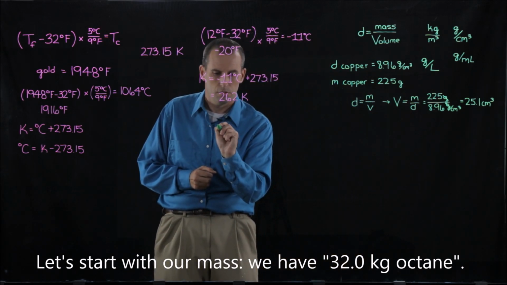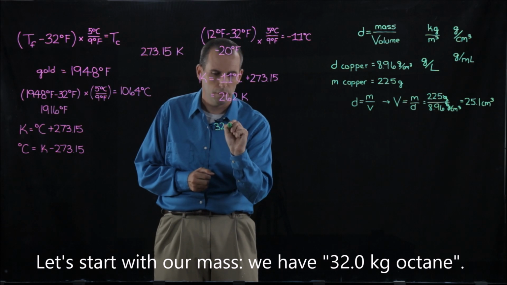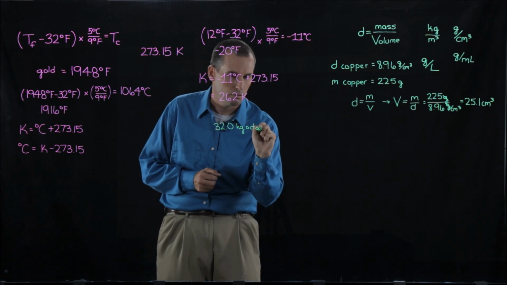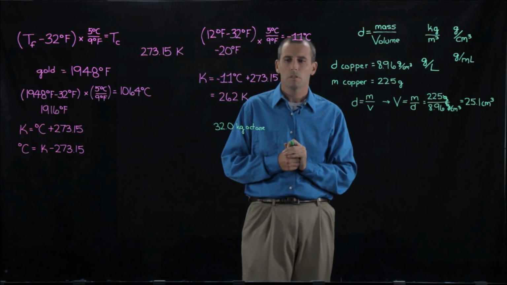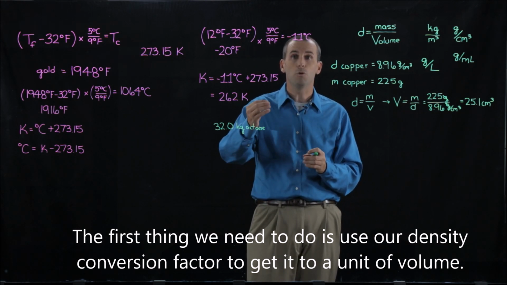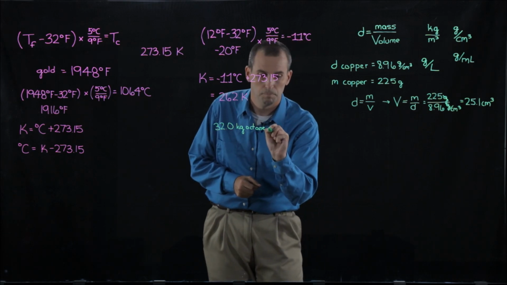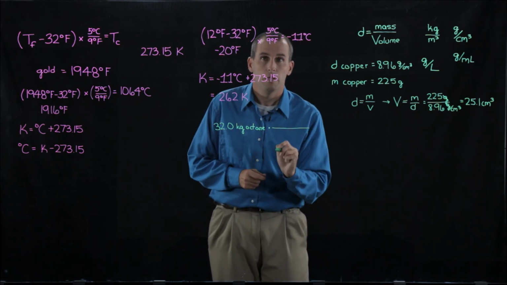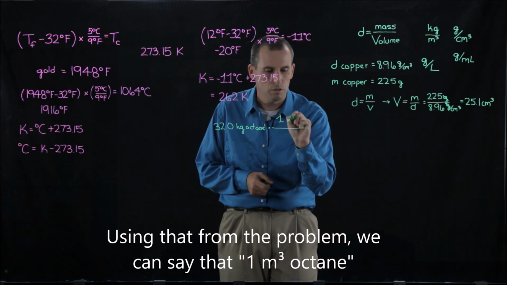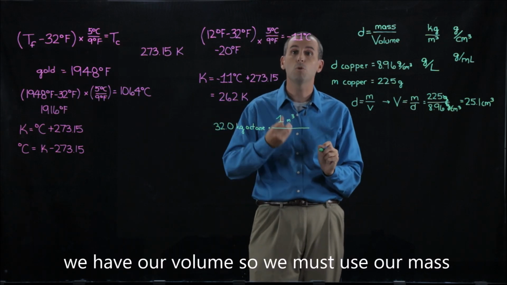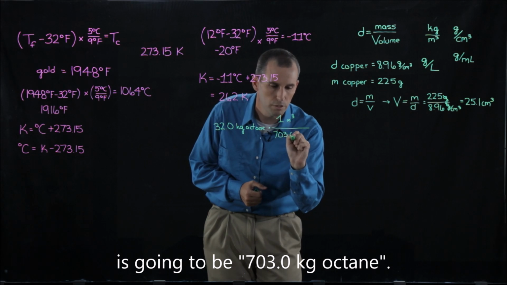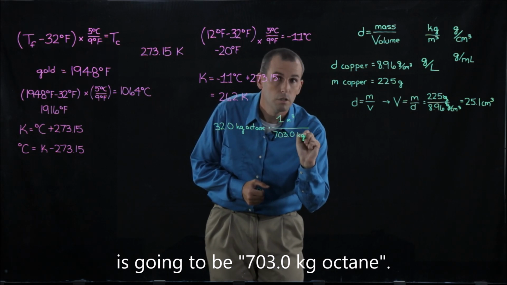Let's start with our mass. We have 32.0 kilograms of our octane. The first thing we need to do is use our density conversion factor to get it to a unit of volume. Using that from the problem, we can say that 1 meter cubed, our volume, is going to be 703.0 kilograms, our mass.